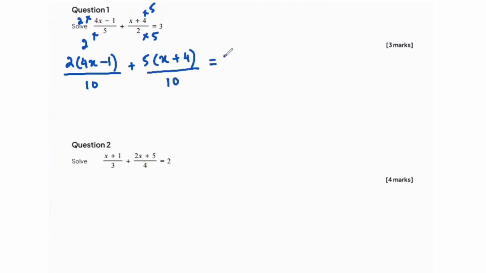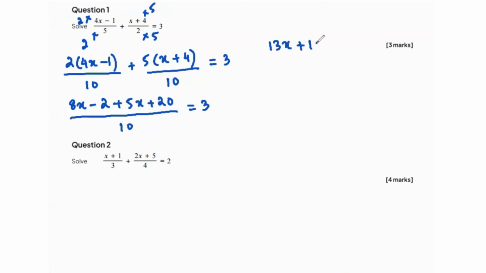That gives me 2 times 4x minus 1 divided by 10 plus 5 times x plus 4 divided by 10 equals 3. Now we can combine the fractions, and we can expand the brackets in the numerator. That is 8x minus 2 plus 5x plus 20 divided by 10 equals 3. We can combine the like terms in the numerator, and we can multiply 3 with 10 and get rid of the fraction. So it's going to be 8x plus 5x, which is 13x, plus 18 equals 30.